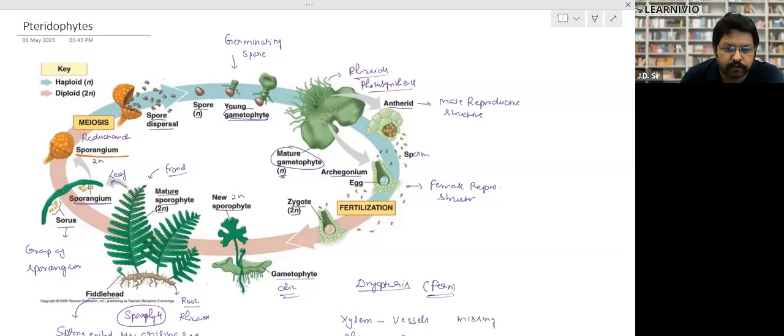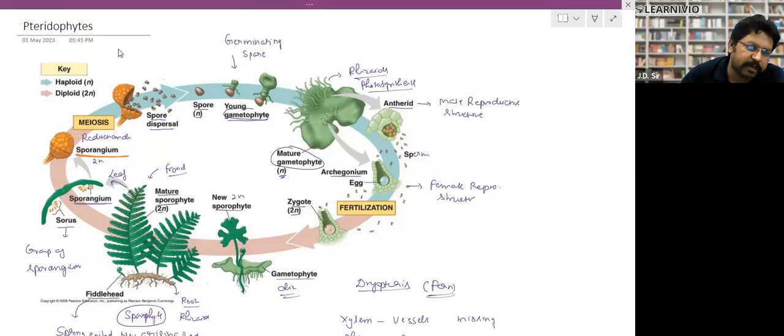It is called gametophyte. So in the life cycle of pteridophytes, there are two types of plants: sporophyte, which is diploid, and gametophyte, which is haploid. Clear or not? Tell me.